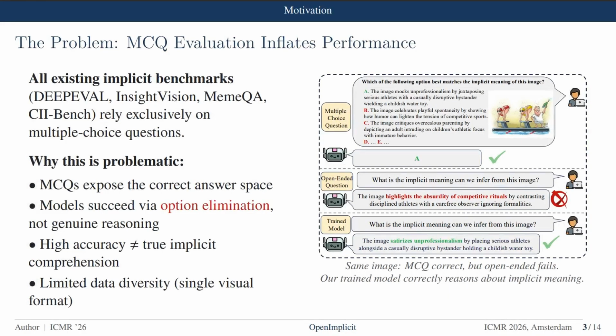Let me show you a concrete example. Consider this image depicting a person with a water gun disrupting swimmers at the starting line. When we present this as a multiple-choice question, the model correctly selects the answer that the image mocks unprofessional behavior. However, when we ask the same model to explain the implicit meaning in an open-ended format, it generates an incorrect interpretation, confusing the sarcasm about unprofessionalism with a critique of competitive rituals. This gap motivates our work. We need evaluation formats that can distinguish genuine implicit reasoning from option elimination shortcuts.